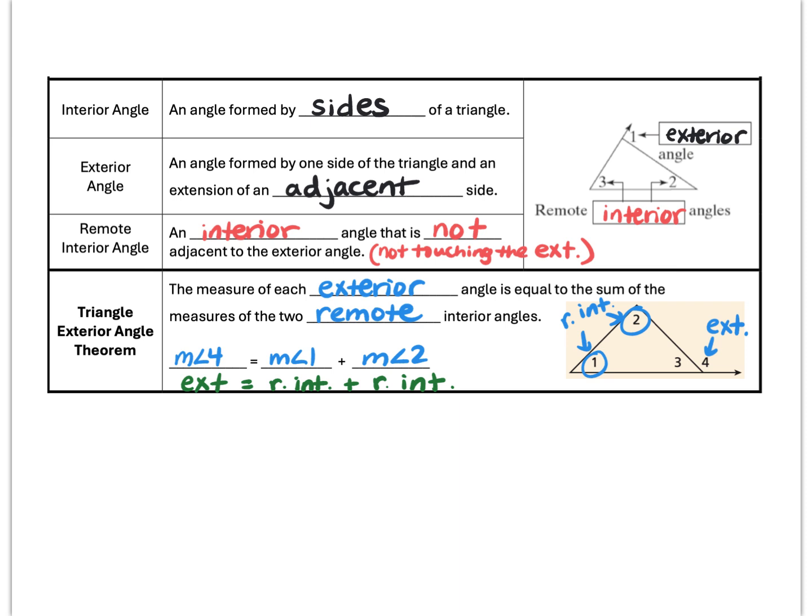Now that we have all of these theorems, right, the triangle angle sum theorem tells us that the interior angles in a triangle always add to 180, and then the triangle exterior angle sum theorem tells us that the measure of each exterior angle is equal to the sum of the measures of the two remote interior angles. We can use these two theorems to find missing angles in triangles.